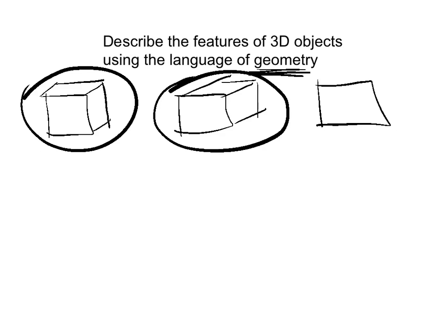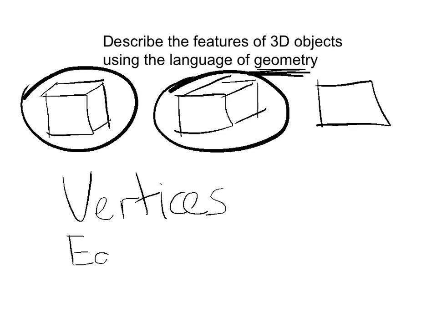Now what that means is we're going to be focusing on three main aspects: vertices, edges, and faces. These are important aspects of 3D shapes. So we're going to use this language and we're going to teach you what they mean so that you can use those terms to describe a three-dimensional shape. Let's take a look at the first shape.